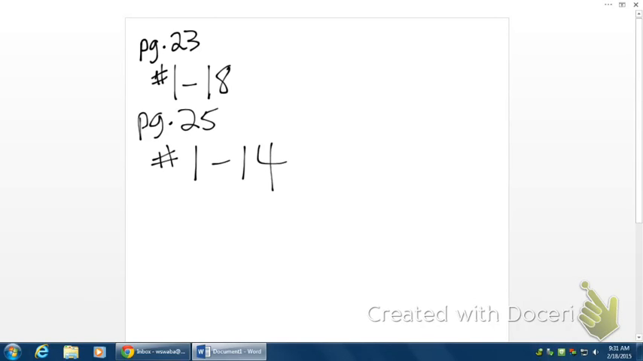After you're done, the substitute will have the answers at the front, and you can check your answers. You guys should come close to finishing it today. The following day, you will go over the answers together. The substitute will post the answers on the board, and then you will go over the answers. So for today, these are the 2 things I want you to do. Page 23, 1 through 18, and page 25, 1 through 14.